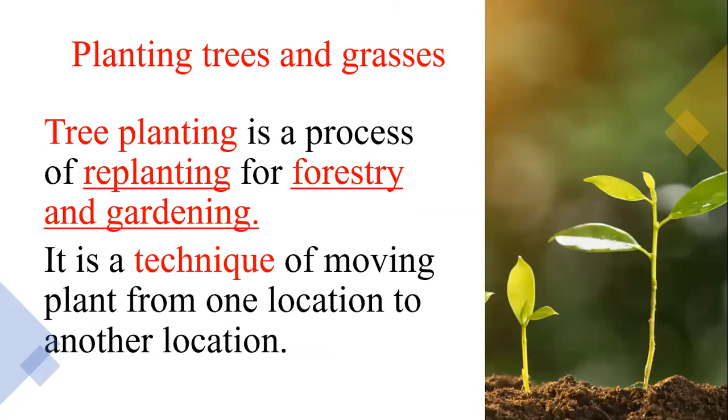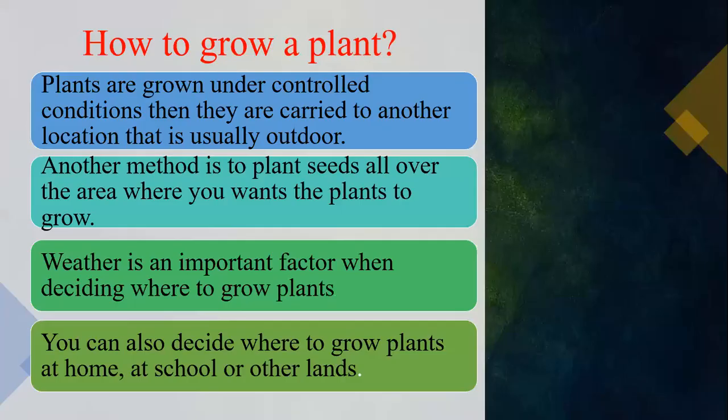Planting trees and grasses. Tree planting is a process of replanting for forestry and gardening. It is a technique of moving plant from one location to another location. How to grow a plant? There are four steps to grow a plant.